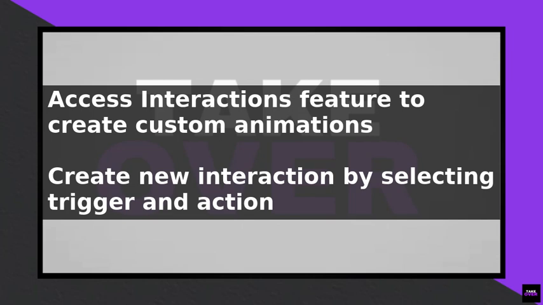In the Interactions tab, you can create a new interaction by clicking on the Add Interaction button, then selecting the trigger and action you want to use. For example, you can create an interaction that animates a button when a user hovers over it.